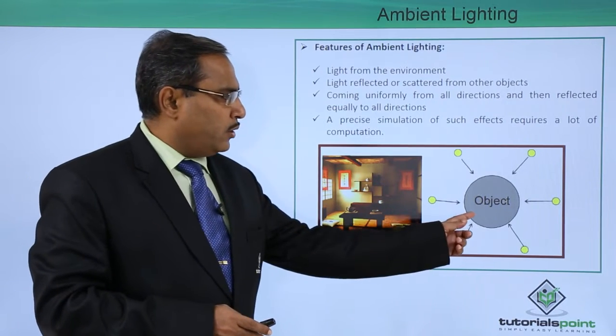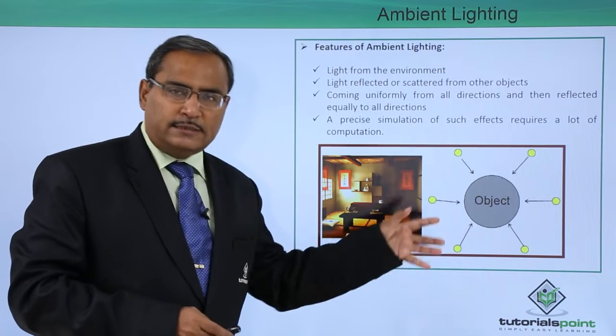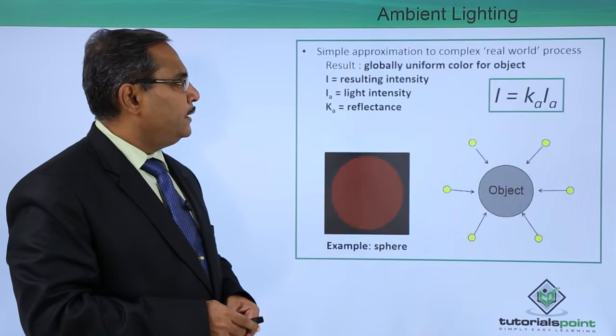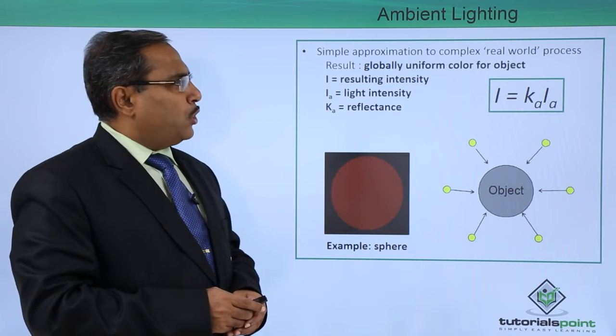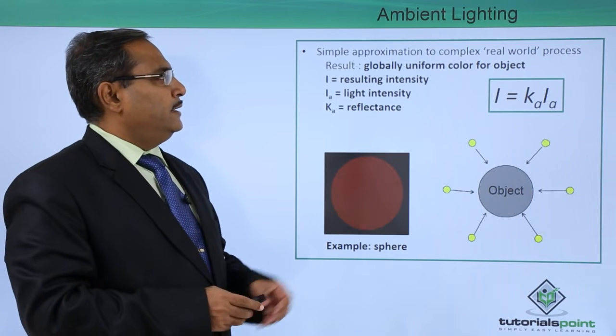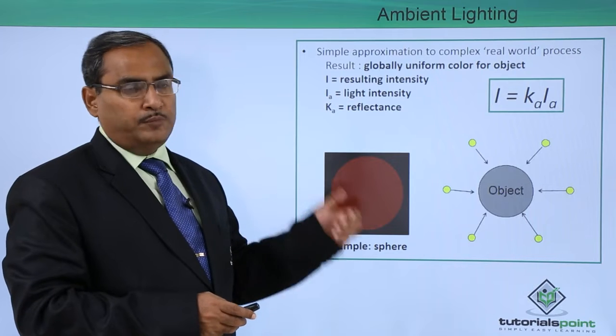So, now here is one object, and we are finding that there are 7 different light sources, and light is coming uniformly and falling on this object surface. So, the simple approximation to the complex real world process is that the result is a globally uniform color for the object.